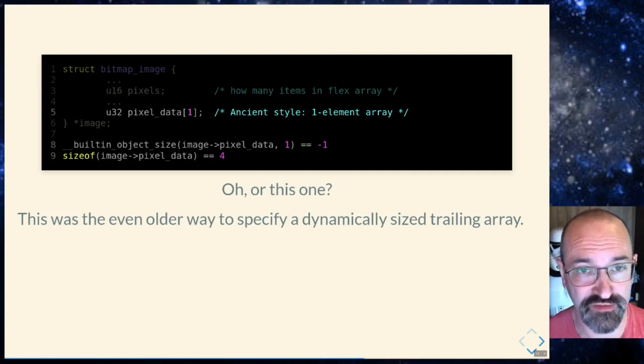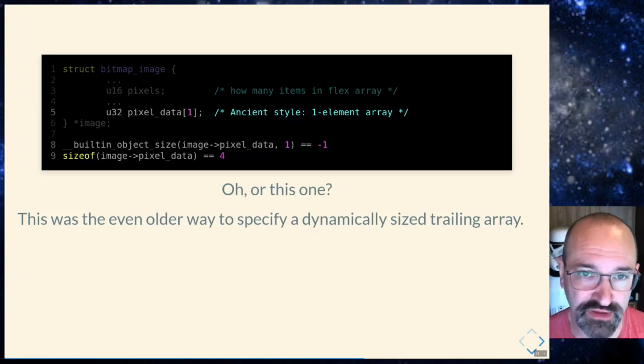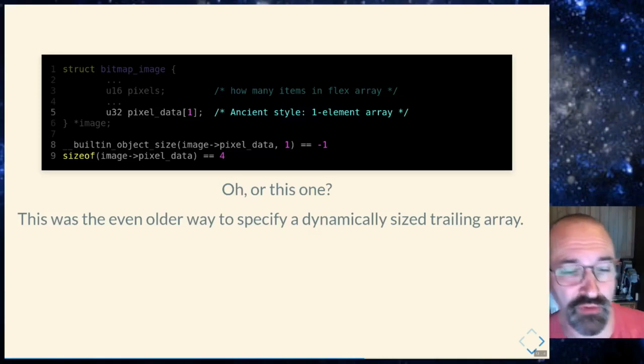And before the GNU extension, the really kind of awful way that this got done was you just have a one-element array. So it would take up space in your structure, but you'd allocate more after it. And this is just really painful because all of your size calculations are kind of off by one, because you're saying, oh, I want the size of bitmap image plus this many U32s minus 1, because we already had one in our structure.